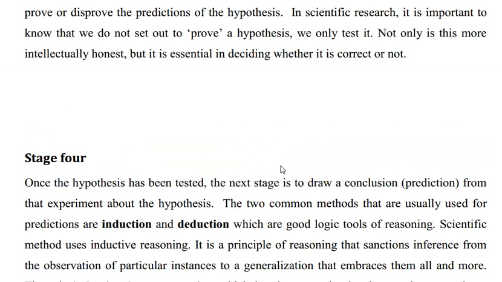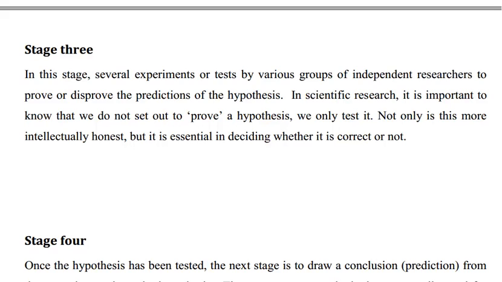Stage 3. In this stage, several experiments or tests are run by various groups of independent researchers to prove or disprove the predictions of the hypothesis. It is important for the scientific researcher to know that we do not set out to prove a hypothesis. We only test it. Not only is this more intellectually honest, but it is essential in deciding whether it is correct or not.